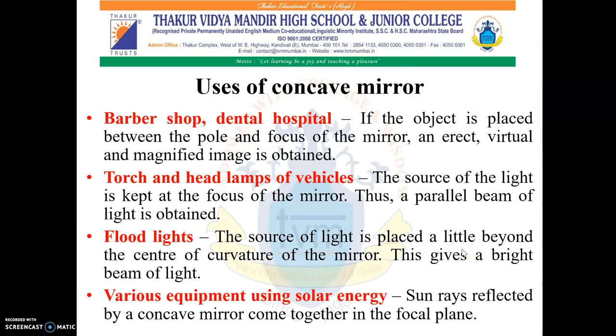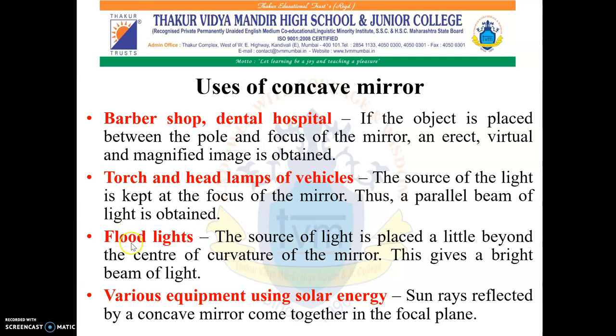Now, let us see the uses of concave mirror. Barber shop, dental hospital: here the concave mirror is used. If the object is placed between the pole and the focus of the mirror, an erect, virtual and magnified image is obtained. It is also used in torches and headlamps of vehicles, where the source of the light is kept at the focus of the mirror. Thus, a parallel beam of light is obtained.